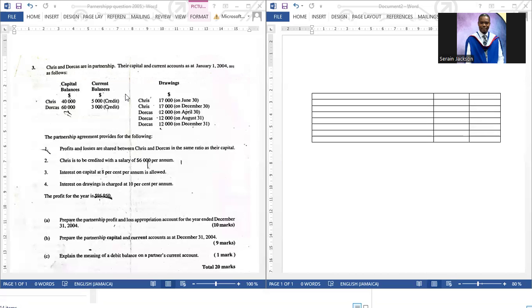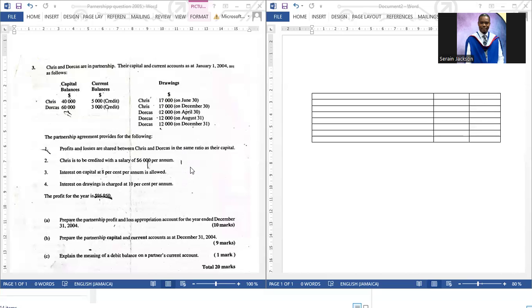So the question, the first thing you do when you see a question is to read through the question. So we look at the question, we realize that we have two persons in this partnership, Chris and Dorcas. We are given their capital balances information, current account balance information, drawings information, right? We are given some additional information as it relates to how profit and losses are to be shared. They are to be shared in the same ratio as their capital.